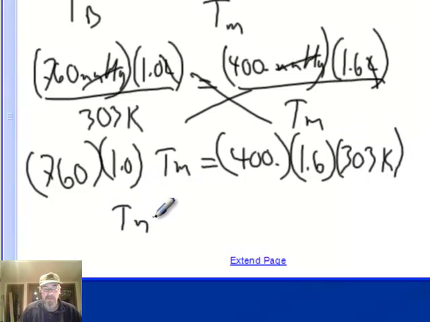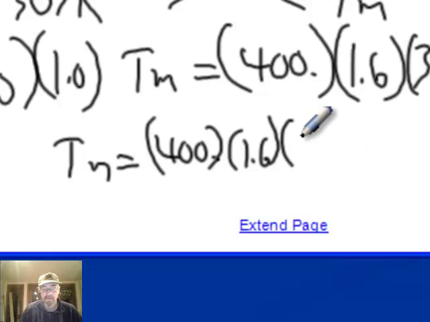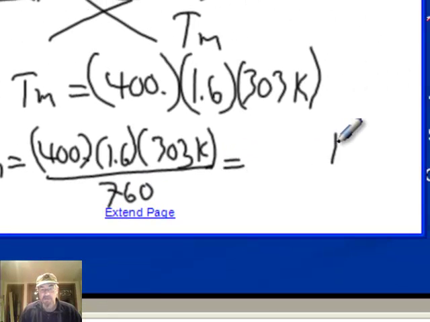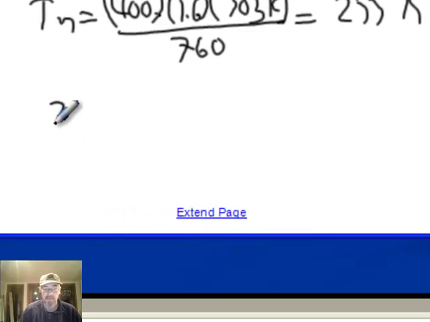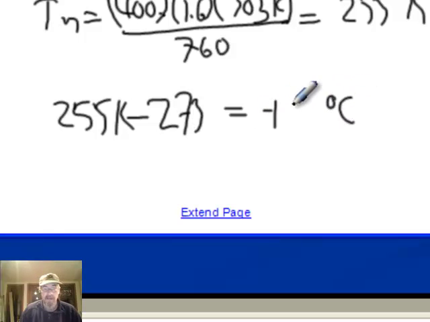So the temperature on top of the mountain is going to be 400 times 1.6 times 303 kelvins divided by 760 times 1, or just 760. Kelvins are going to be the unit of temperature, and it comes out to 255 kelvins. Or if you wanted this back in Celsius, you could just subtract 273 from the 255 kelvins, and that would give you a temperature in degrees C, and that's minus 18.